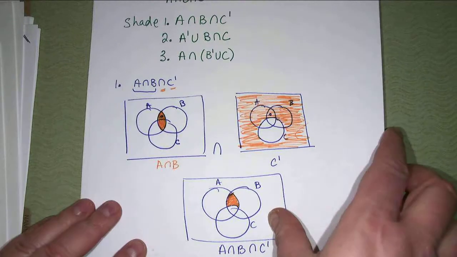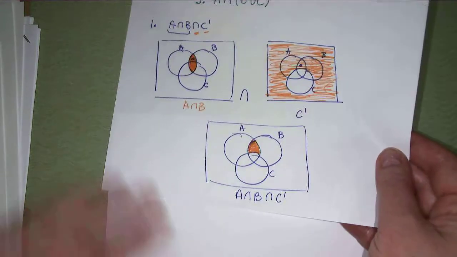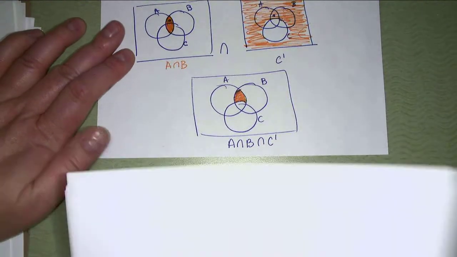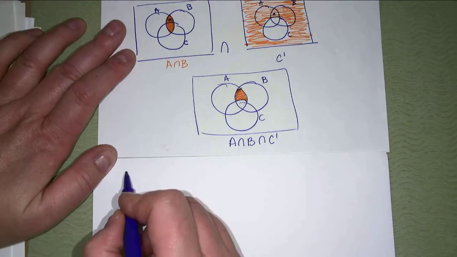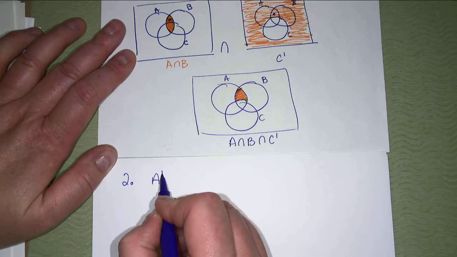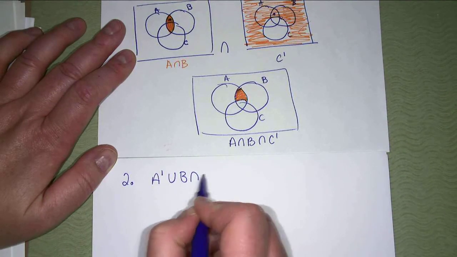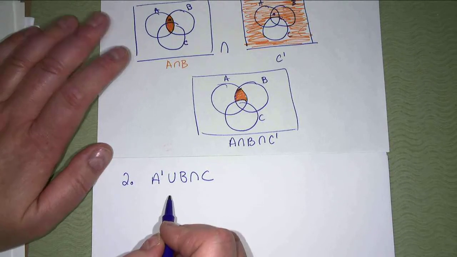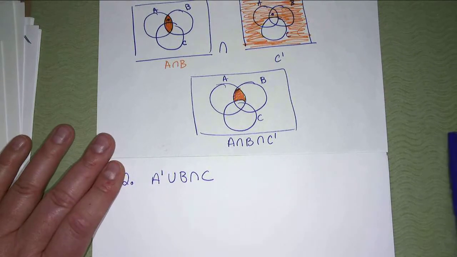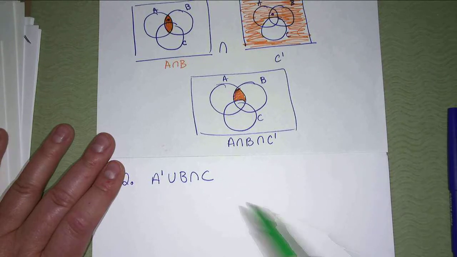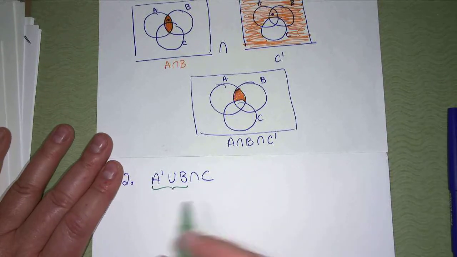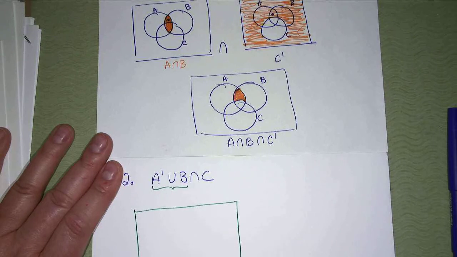Okay, so let's do number 2. A prime union B intersection C. So same thing, but you might be tempted to do B intersection C first because it looks nicer, but you can't because it will give you the wrong thing. You need to do this first. Union is easy. You just add them together, so you don't really need separate drawings for it. You just need to remember that you're adding those two things together.